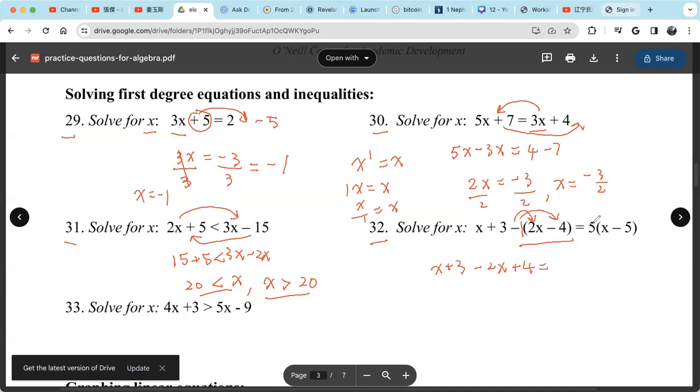This side, we want to get rid of parentheses again. We need to distribute 5. 5 is a common factor of x and -5. 5 times x, 5x. 5 times -5, -25. Now, on the left-hand side, we see x, we see -2x. We add those two up, that's -1x. Then we have 3 and 4 adds up, that's 7. That's 5x minus 25.